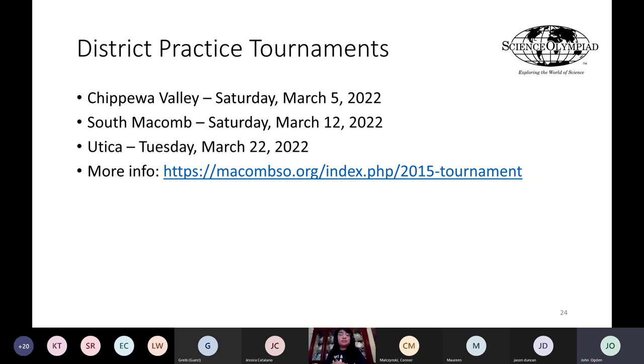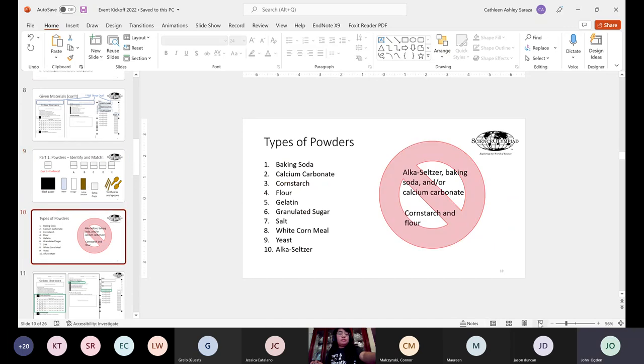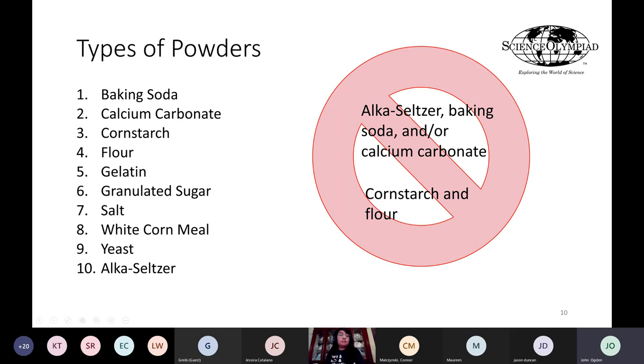We have another question. Can you go back to the powder page? You gave a list, then you said there are a lot that act the same, then you have a no list. Does that mean it won't be these powders? I think we're looking for more clarity about what powders can be combined with others. So these are the combinations that will not occur in any of the tournaments. The combination of Alka-Seltzer and baking soda, or Alka-Seltzer and calcium carbonate, will not occur, as well as baking soda and calcium carbonate. Any of those combinations will not happen, as well as cornstarch and flour.